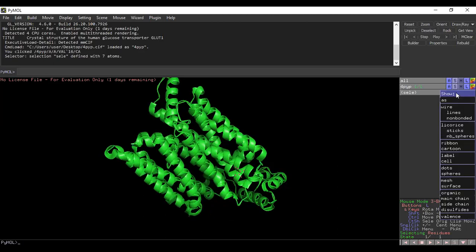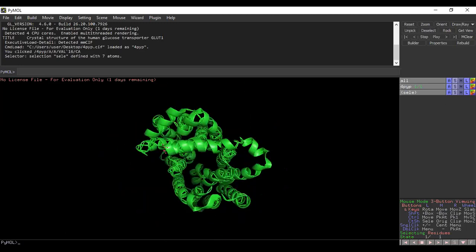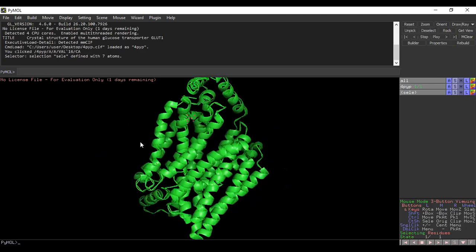Okay. Then, all this you can study. You can zoom it. You can just study each particular amino acid. You can also calculate how many loops are present.